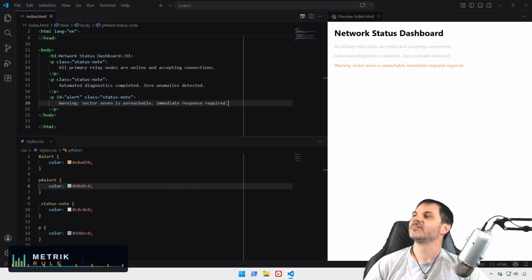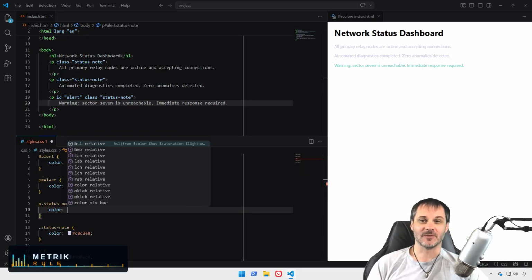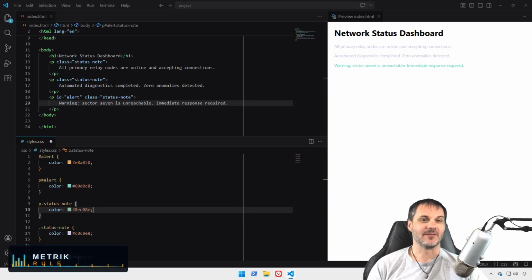Still orange, the ID rule still wins even though it is first now. So specificity genuinely does not care about order. Order only matters when specificity is tied. Specificity is the first question, order is the fallback.